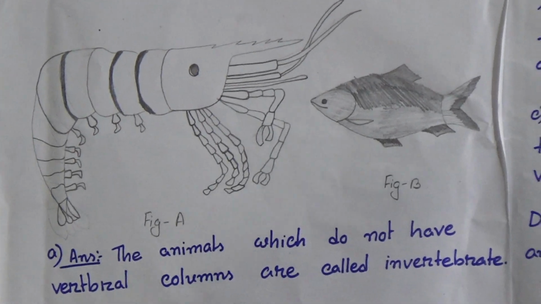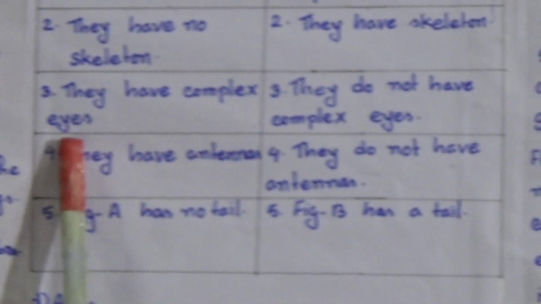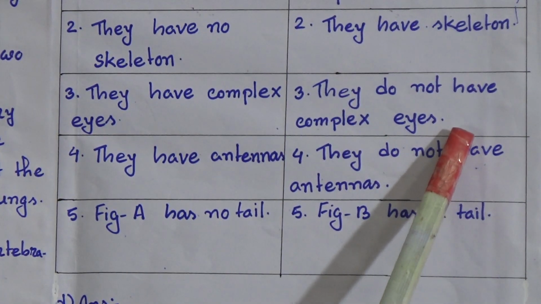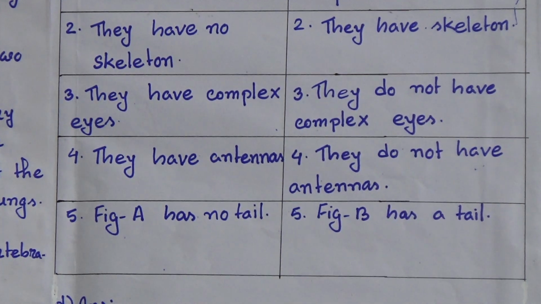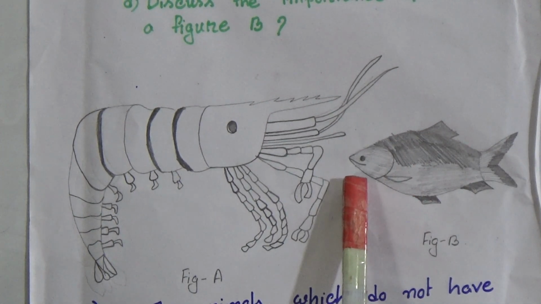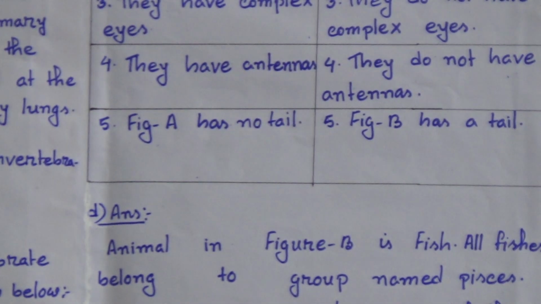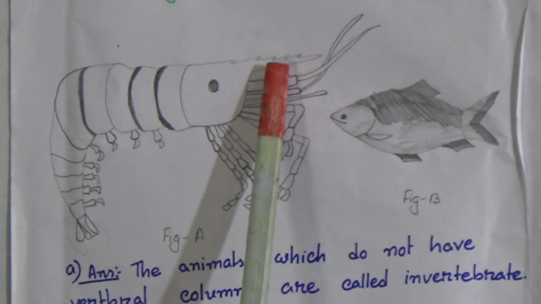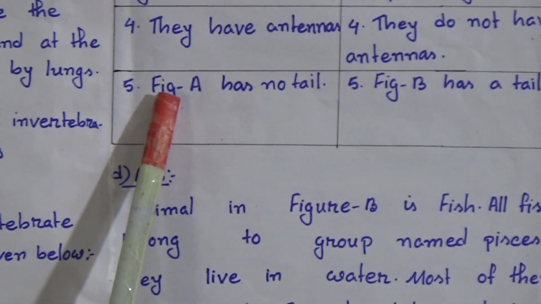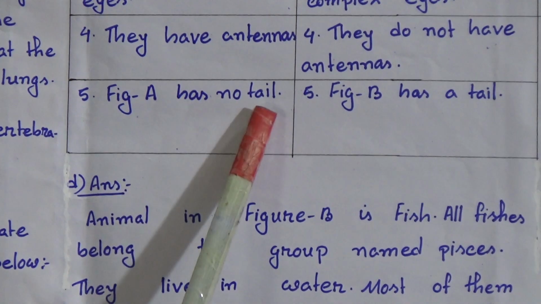Figure A has complex eyes and figure B does not have complex eyes, their eyes are simple. More than one eye makes a complex eye, and only one eye makes a simple eye. They have antennas like this. This is called an antenna, but hilsa fish don't have any antenna. Figure number A, difference number 5.